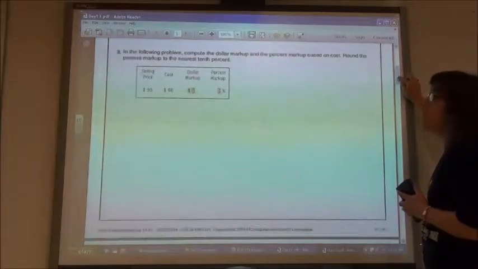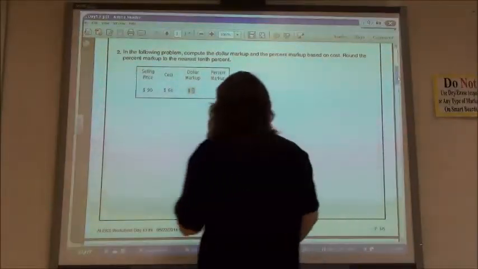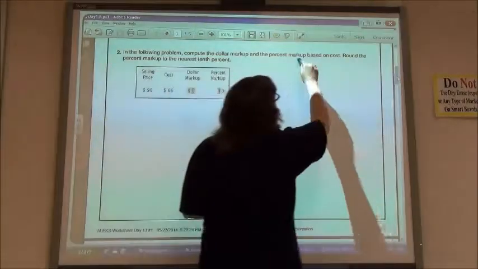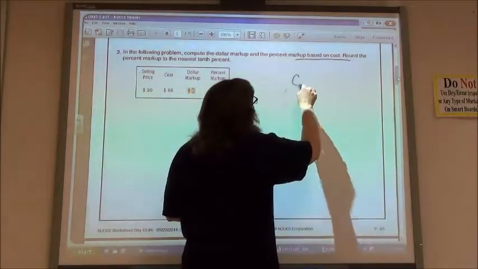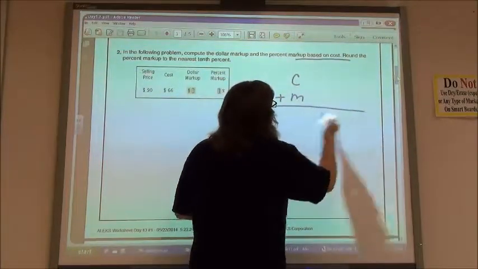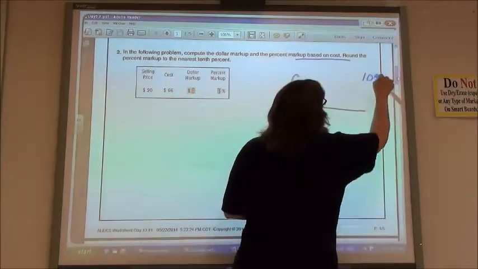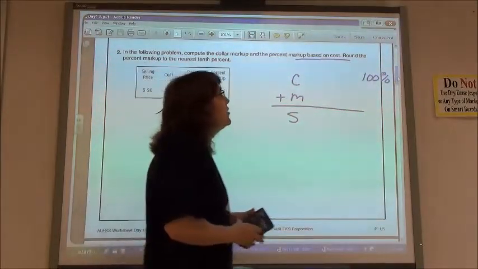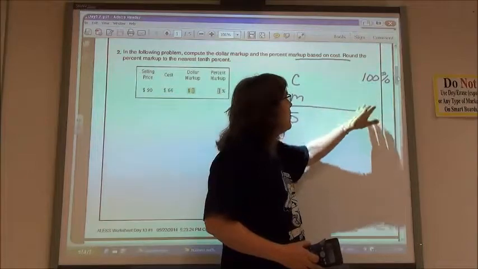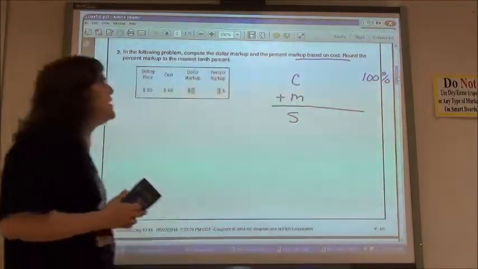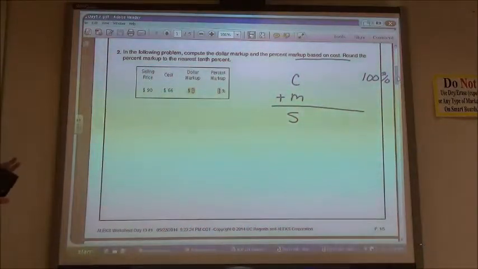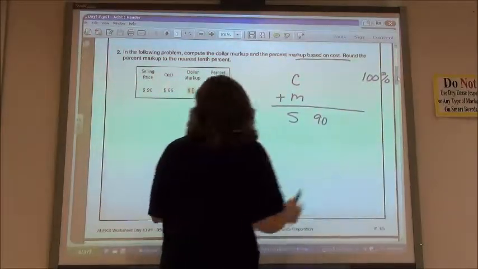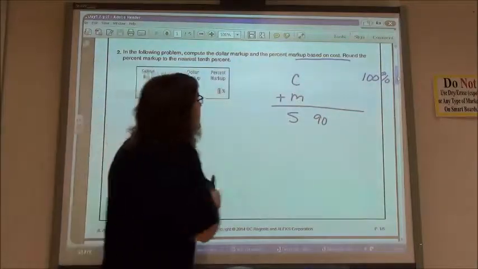So on number 2 here, it says in the following problem, compute the dollar markup and the percent markup based on the cost this time. So my cost plus my markup has to equal my selling price. My cost is what it's based on. That's where the 100% is going to go. So this time the 100 plus whatever would give us the percent of the selling price, if we needed to know that. In this case, it tells us our selling price is $90 and that our cost is $66.